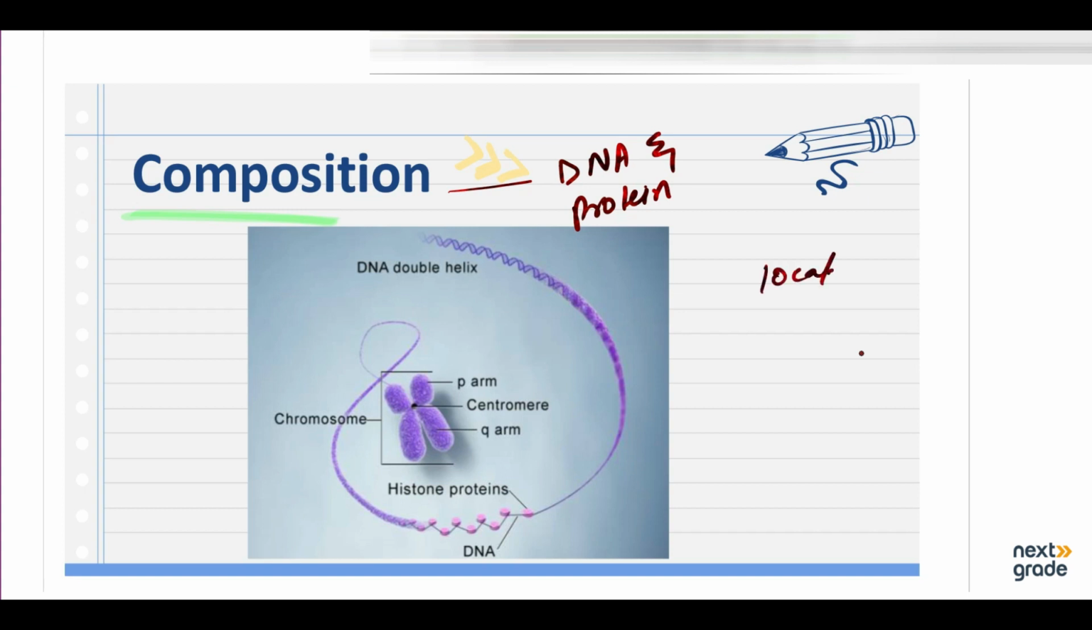It is located on chromosomes in the form of genes.